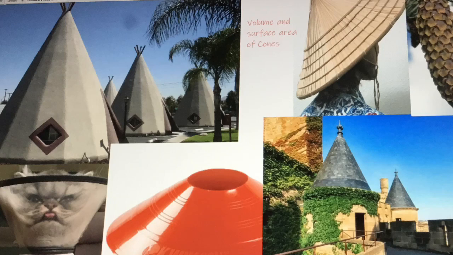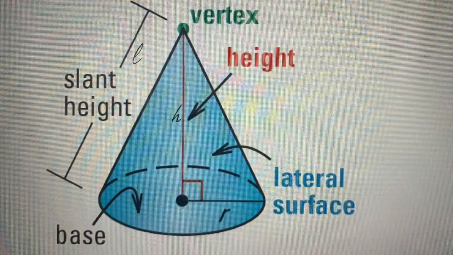Today we're going to talk about the volume and surface area of cones. So recall that a circular cone, or cone, has a circular base and a vertex that is not in the same plane as the base. Now the altitude, or the height, is the perpendicular distance between that vertex and the base. In a right cone, the height meets the base at its center, and the slant height is the distance between the vertex and a point on the edge of the base.